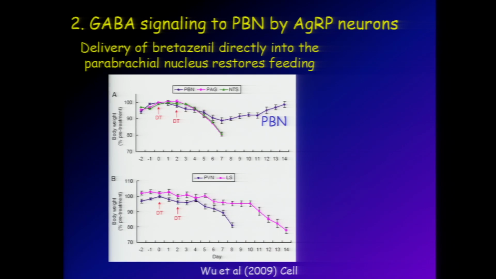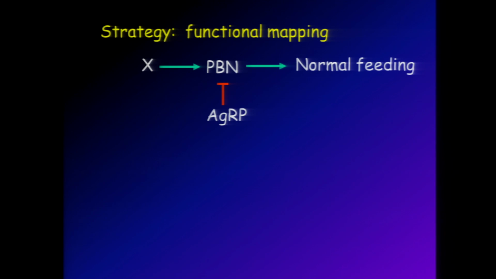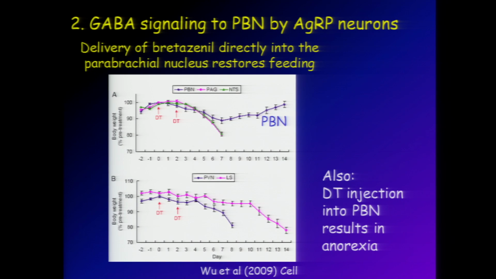So she modified the protocol, and instead of delivering the bretazenil systemically, he has a pump on the back of the mouse, and he has leads that go into 5 different brain regions and asks where, bilaterally, will bretazenil protect against anorexia. And as you can see, the curve labeled PBN worked. You get this dip and then a recovery, and the other 4 brain regions all led to starvation. So that was our first indication that there's something about the parabrachial nucleus where GABA signaling can prevent the severe anorexia. We also did an experiment where instead of injecting diphtheria toxin systemically, we inject it selectively in the parabrachial nucleus, and that also leads to severe anorexia.